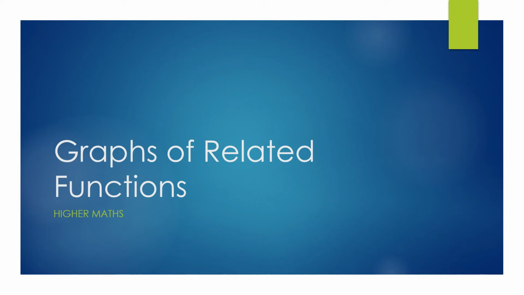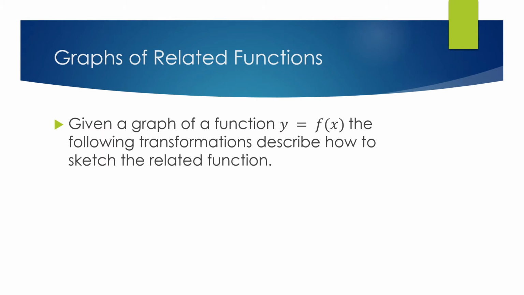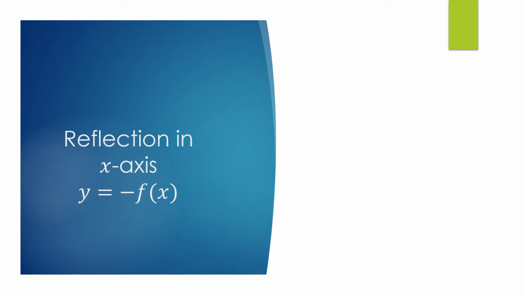So in this series of videos about graphs of related functions, given a graph of a function y = f(x), the following transformations are going to describe how to sketch the related function. So what happens if our related function is y = -f(x)?